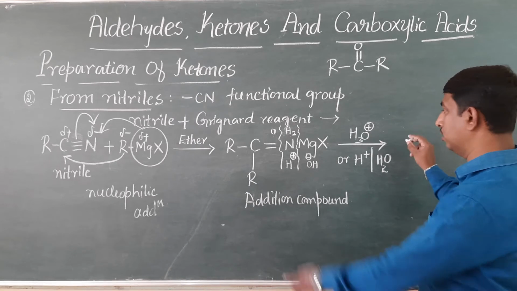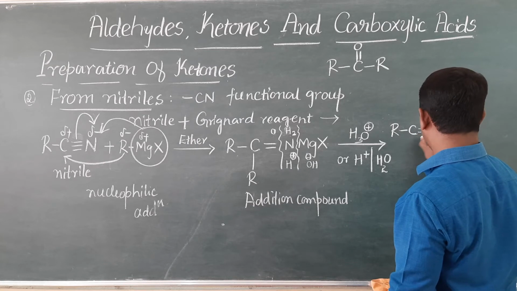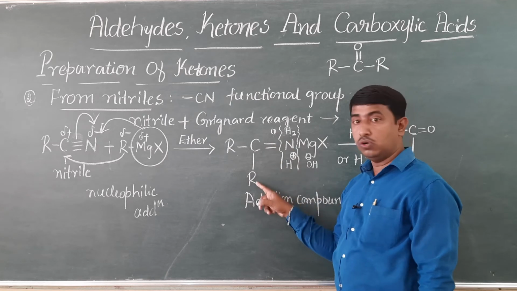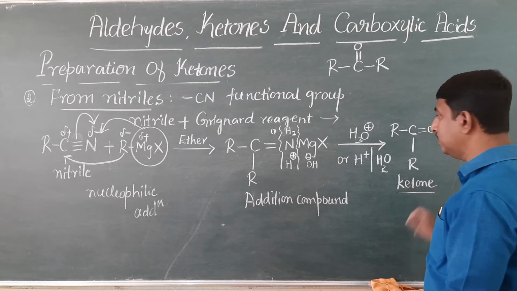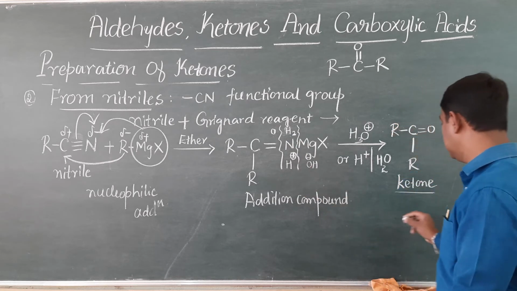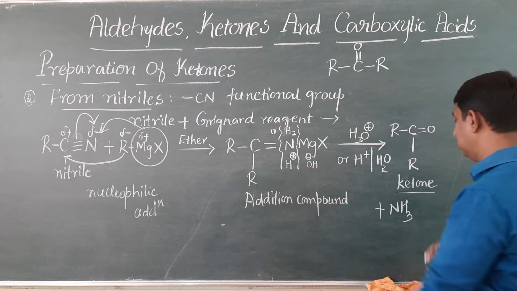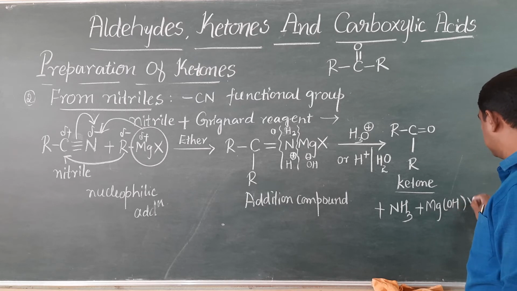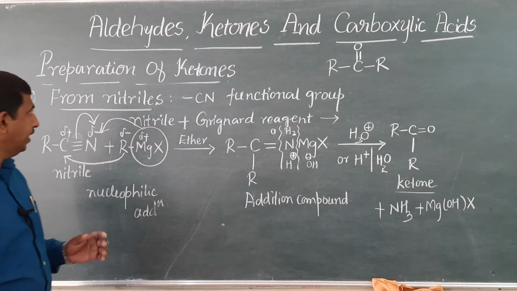Now I will write the final product. It is R, C, double bond O, R. The name of this compound is ketone. Byproducts formed are NH3, and the other one is MgOHX. So this is about preparation of ketones using nitriles.